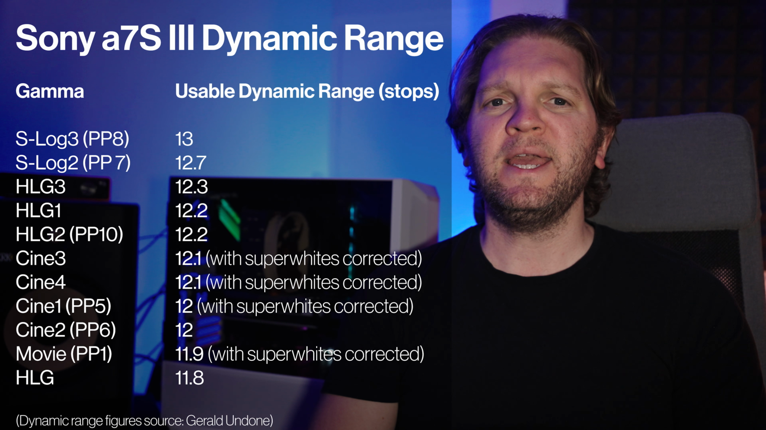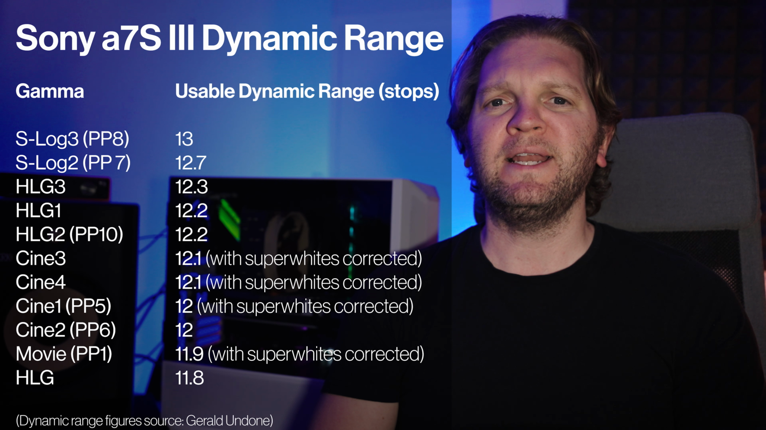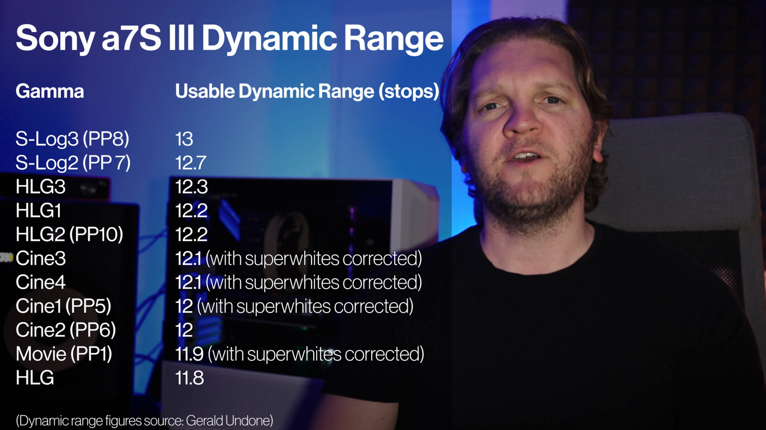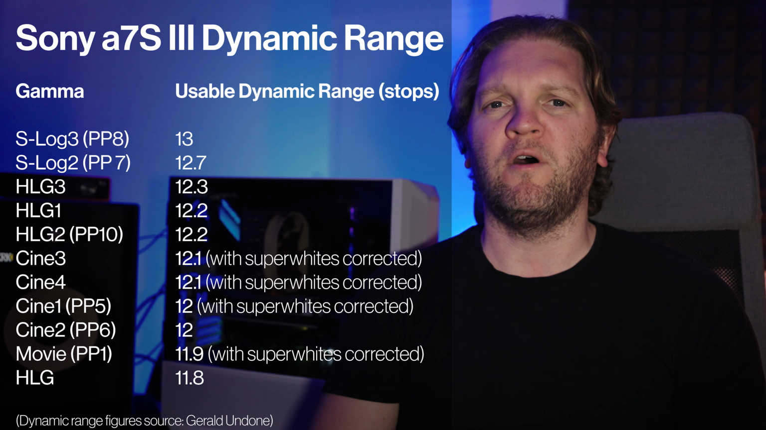Different picture profiles or gammas have the ability to capture a greater or lesser range of lights to darks or highlights to shadows. This is known as the dynamic range. You can see in this table here, sorted from best to worst, that the picture profile or gamma you use will greatly affect the final image. A wider dynamic range can potentially give you a more cinematic looking image with more shadow and more highlight details.